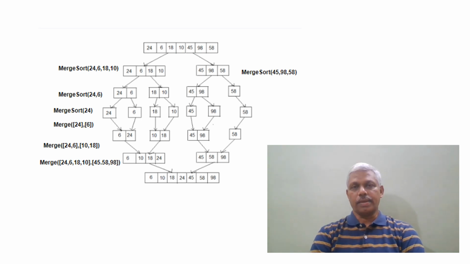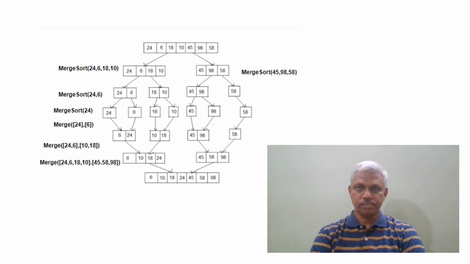Then the control goes to the right part, the merge sort of the right part. So like this, the algorithm continues of merge sort on the left part, merge sort on the right part, and merge. Right? This is how the algorithm progresses until the entire subarray is merged back.